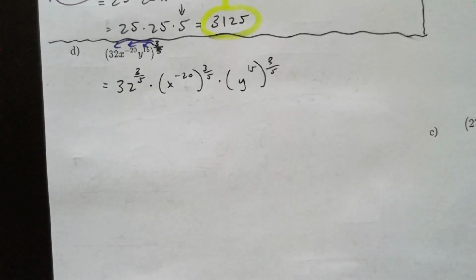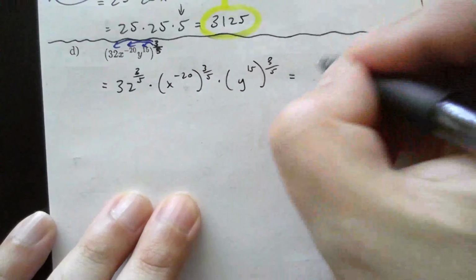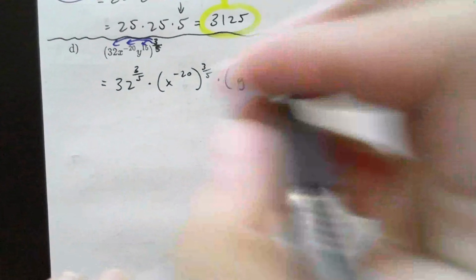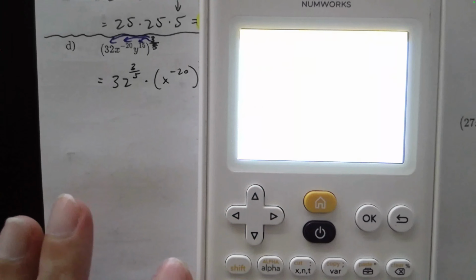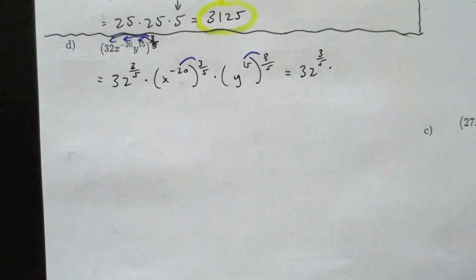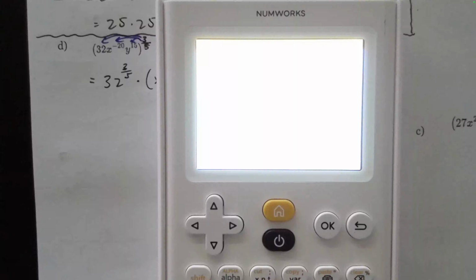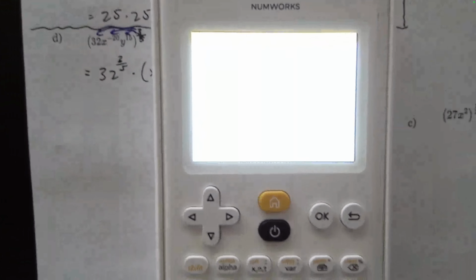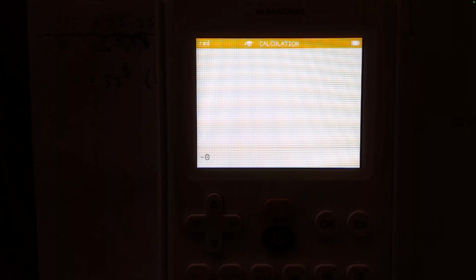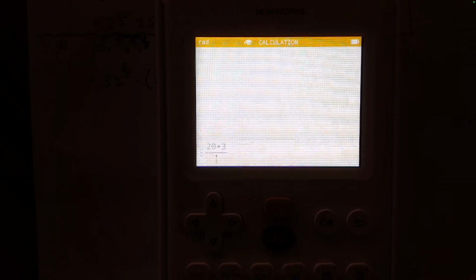So when you distribute the powers, 32 to the 3/5, and then you have negative 20 times 3/5, right? When you multiply there. So you can just say negative 20 times 3 divided by 5.